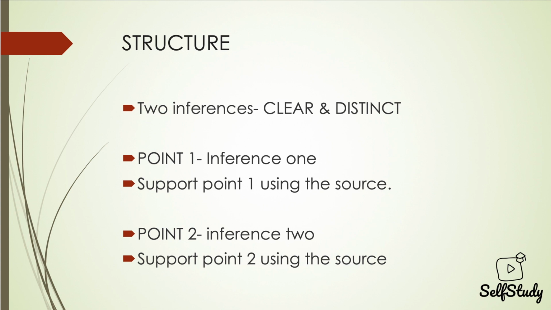So the structure is fairly simple because it is only a 4-mark question. You need to make 2 inferences, both of which need to be clear and distinct. Your first paragraph will be your point 1, which is you making your inference, and then you need to support that point by using a quote from the source. Then repeat that, but with a different inference.